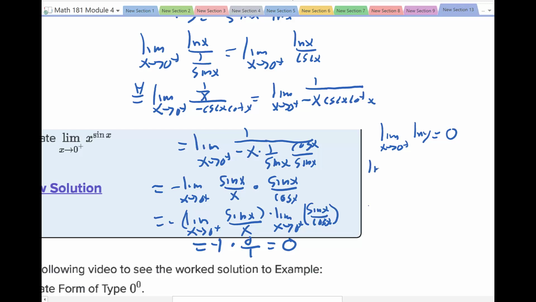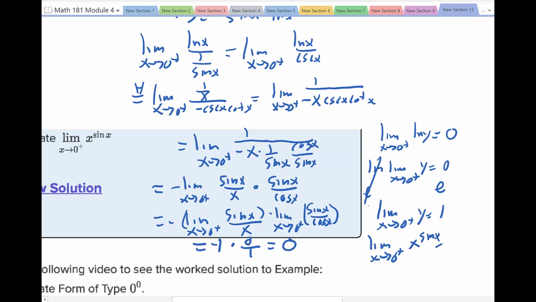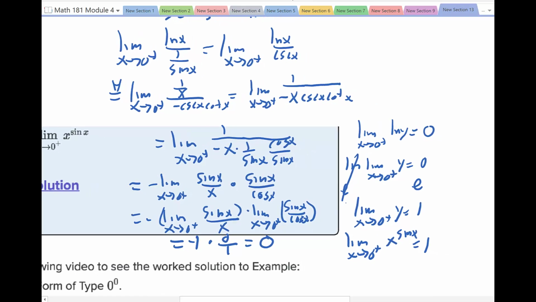So the natural log of the limit as x approaches 0 from the right side of y equals 0. If we make both sides powers of e, we have the limit as x approaches 0 from the right side of y equals 1, or the limit as x approaches 0 from the right side of x to the sine x equals 1. Okay, so that's a 0 to the 0 that becomes a 1. I just want to be cautious. Don't jump to the conclusion that that means that all 0 to the 0s are 1.